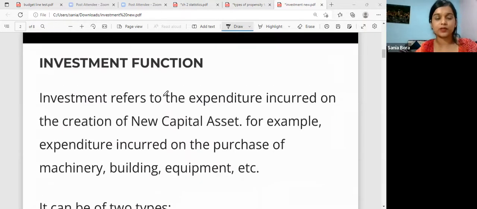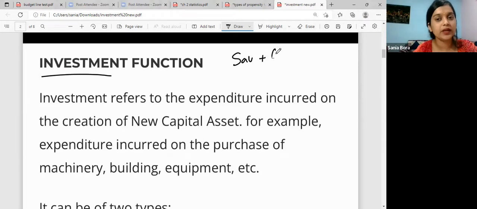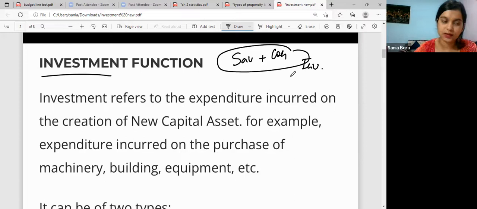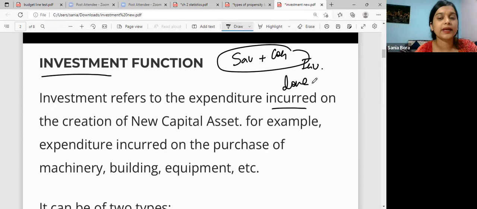Okay. Now we are going to start with the next topic, which is your investment, right? We already did saving, we already did consumption. Now it's time for the third one, which is investment. So what is investment? Investment refers to the expenditure incurred. Incurred means done, on the creation of new capital asset.